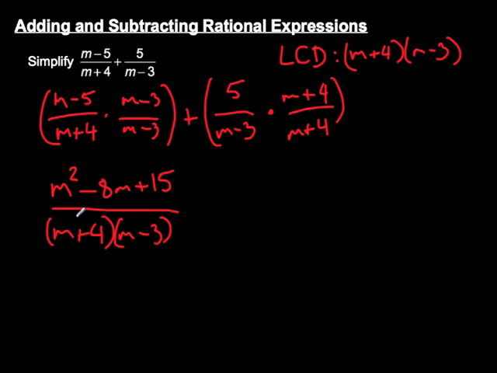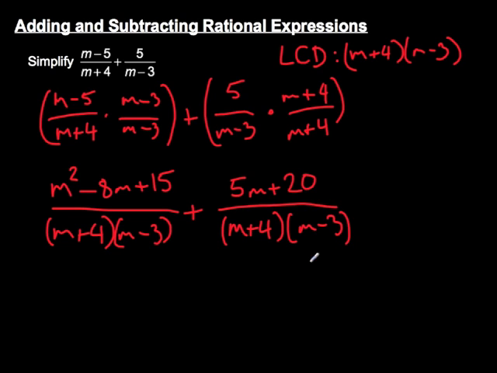The reason I actually multiplied out the numerator is because we're going to have something over here that we can combine like terms with, and maybe once we've combined like terms it could be factorable, so let's see what happens. I'm going to do the same on this side. I'm going to multiply and distribute the 5 to the m plus 4 and get 5m plus 20. The denominator is already factored anyway, so that's why we're leaving it as is. m plus 4 times m minus 3.